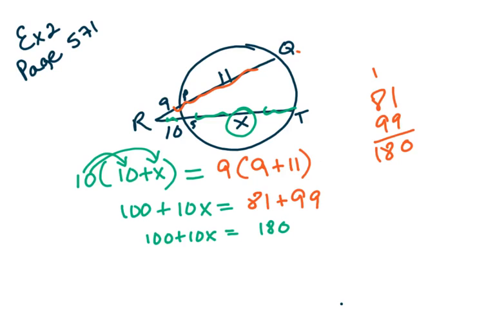I'm just going to finish it up; it doesn't matter about the colors. So I'll just go minus 180, or excuse me, minus 100. Minus 100. And 10x equals 80, and x just equals 8. Okay, so x equals 8. And that's the answer to that. That's how you do it.